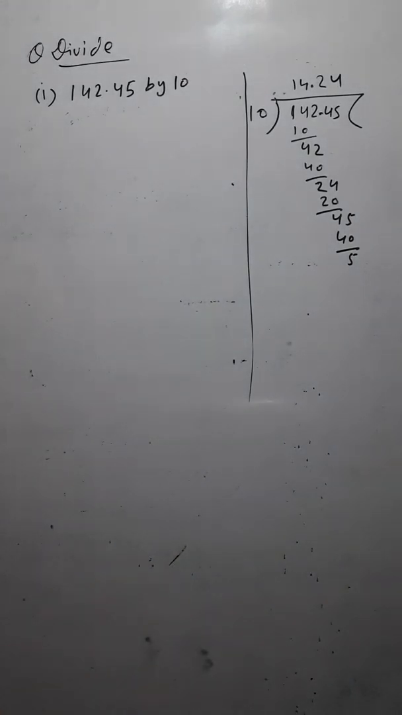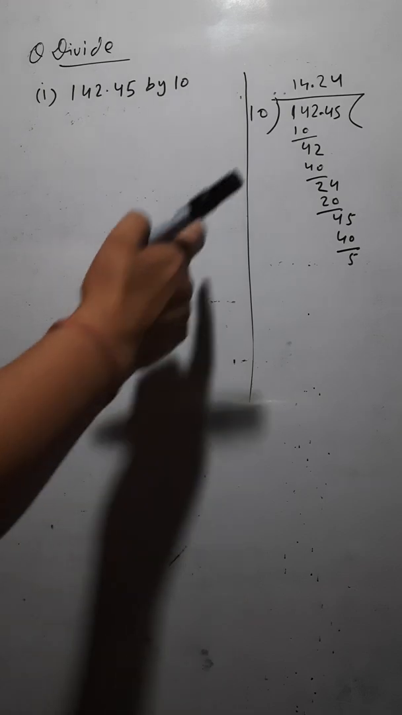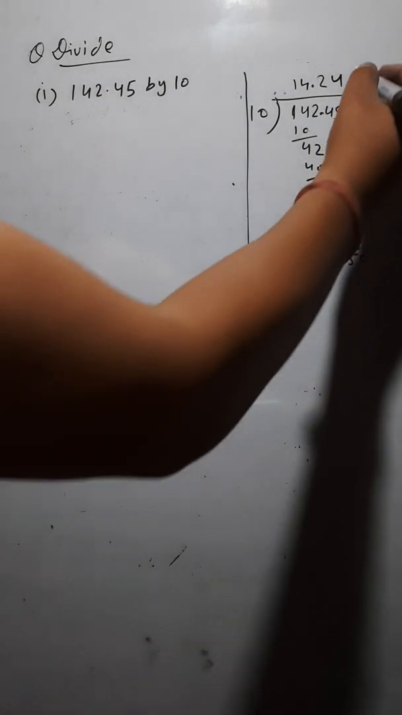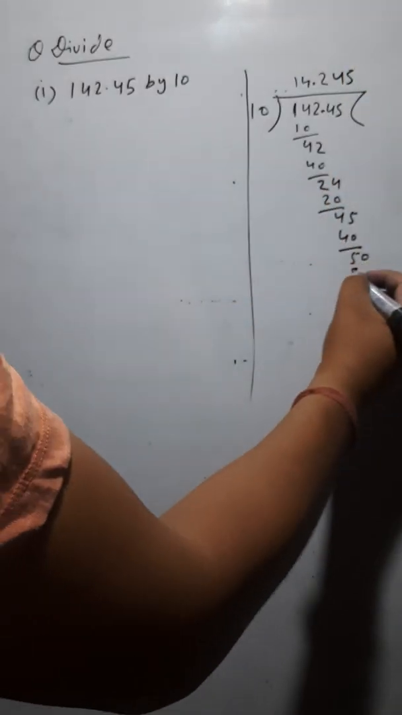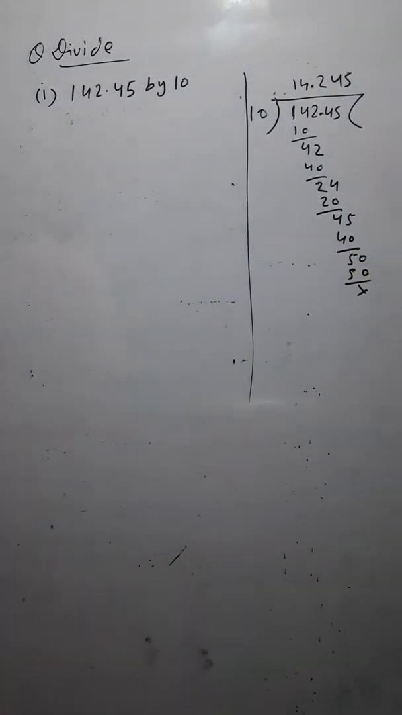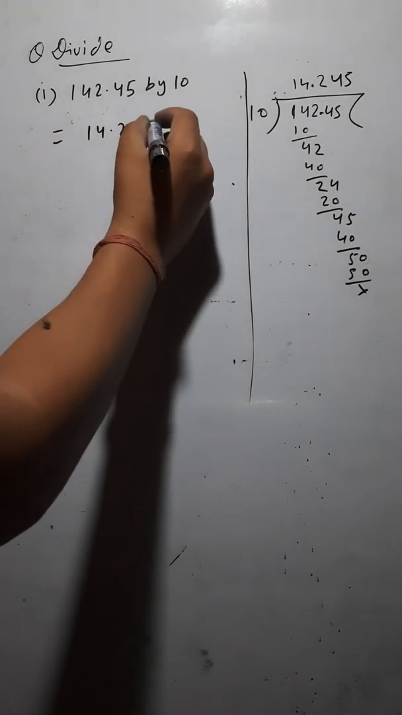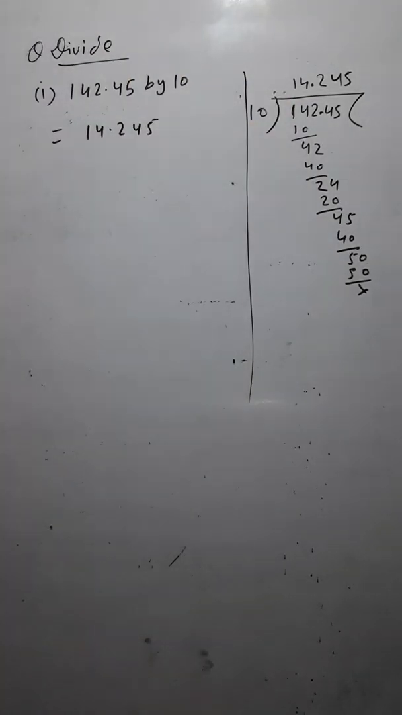5 is the remainder, isn't it? How much is the remainder? 5 is the remainder. Okay. So now 5 is not divisible, so you just put here 0. So how many times now? 10, 5 ja 50. So the answer is how much? The answer is 14.245. This is the first method.